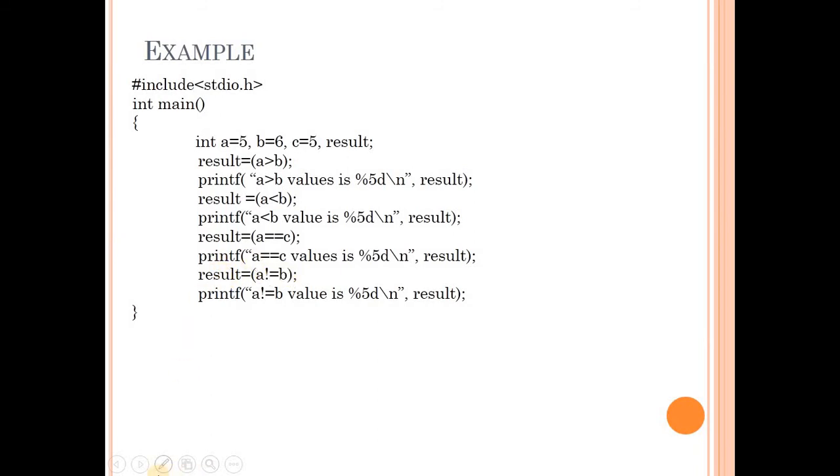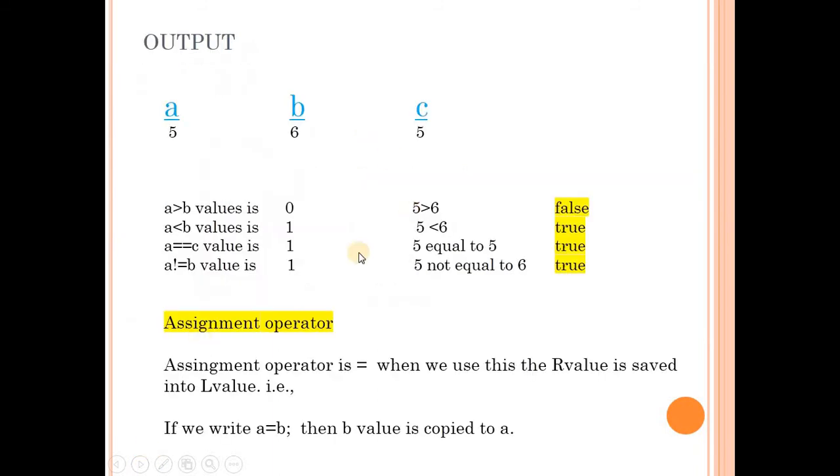So the output is like this. a greater than b is 0, a less than b is 1, a equal to c is 1, a not equal to b is also 1, because these are the things which have happened.